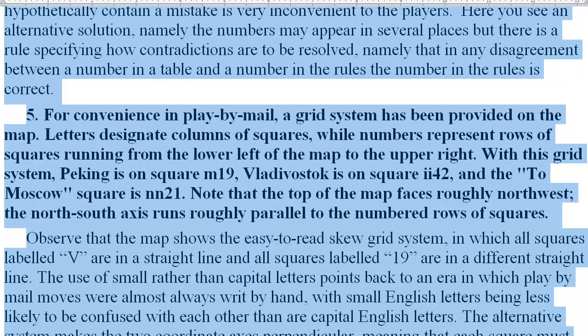The map has a grid coordinate system. Moving along the hexagons in a straight line in one direction, you have a row of hexagons labeled by an alphabetic letter. At an angle to that, not a 90-degree angle because these are hexagons, you move parallel to a different axis of the hexagons and you have rows labeled by numbers. And so, for example, Peking is square M19, Moscow is square NN21, Vladivostok is square II42. Every square has a coordinate label composed of a letter code and a number code.